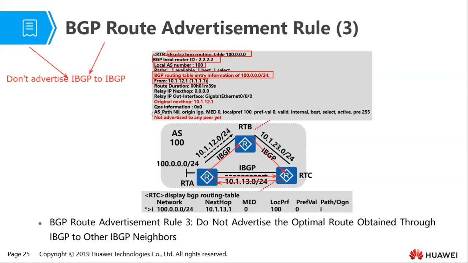But you can see here at the very last line, not advertised to any peer yet, because RTB is not connected to any router outside the autonomous system. So it cannot advertise this network because it has been learned through IBGP. So it cannot advertise this network to another IBGP neighbor. So that is rule number 3. You cannot advertise a route learned through IBGP to another IBGP neighbor.